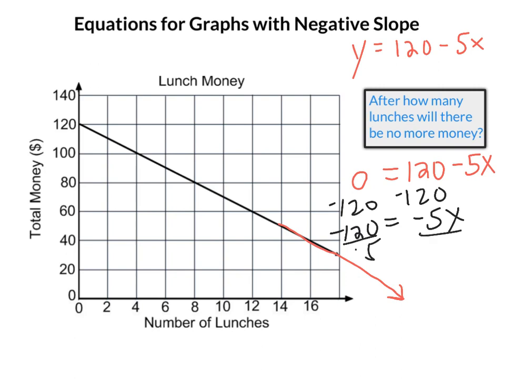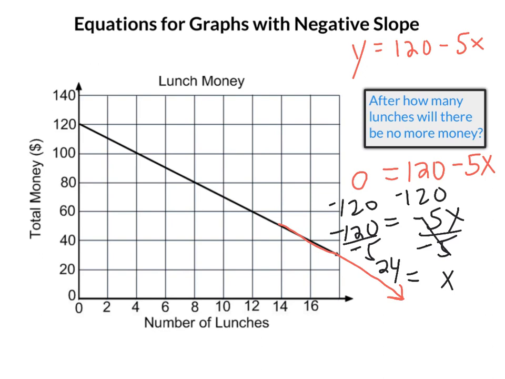Divide each side by negative 5. So that side becomes x. And over here, I end up with 24. So at 24 lunches, I would be out of money.